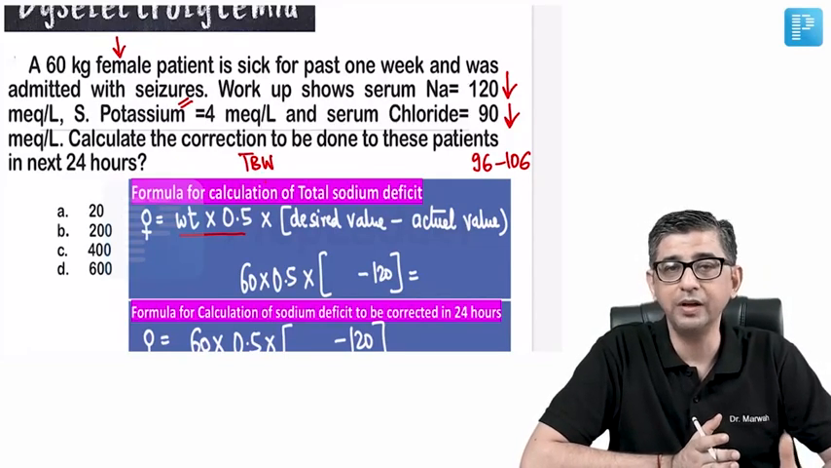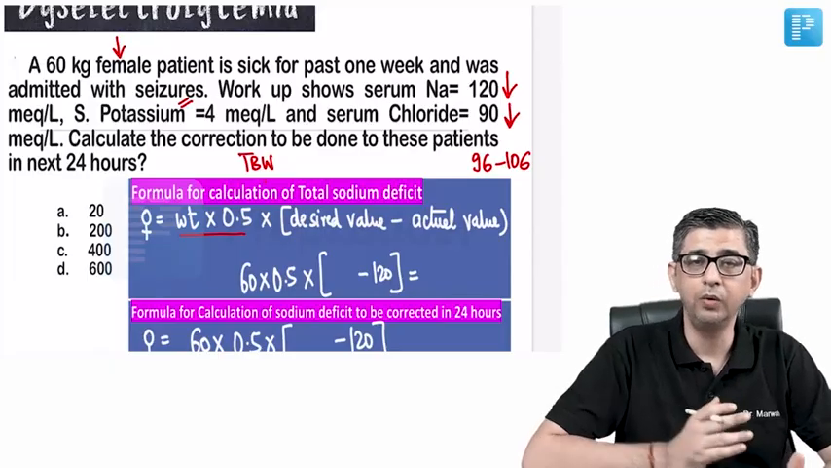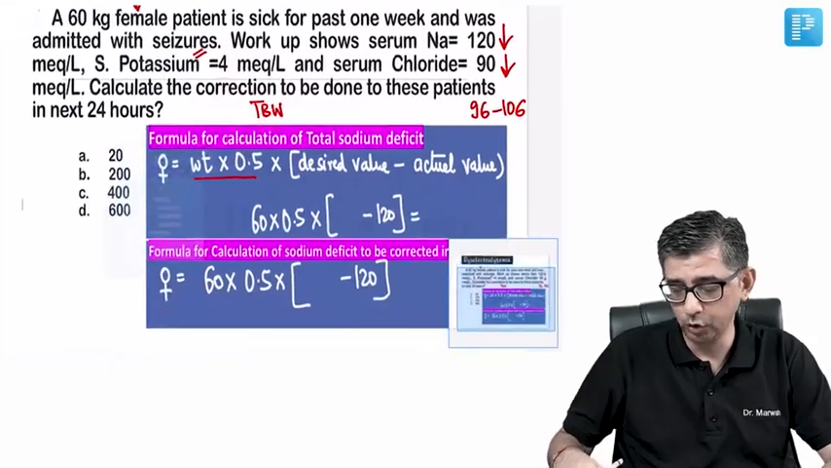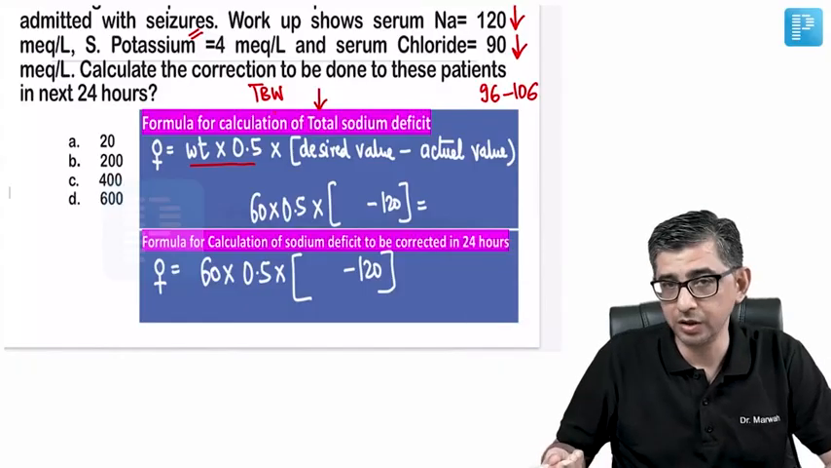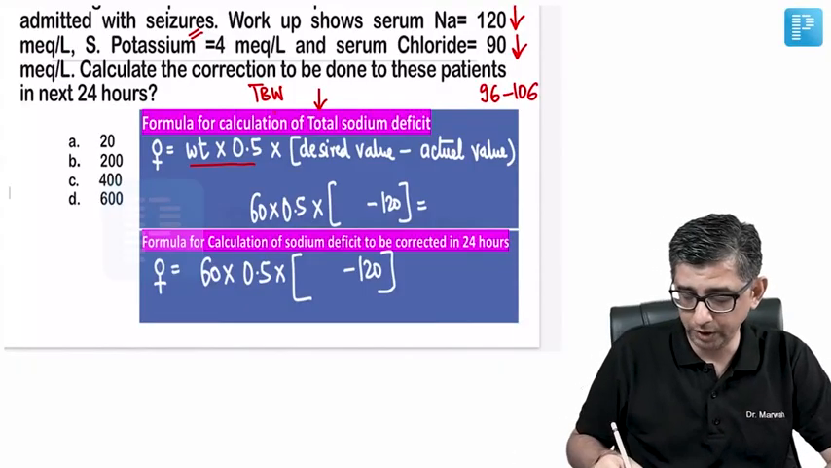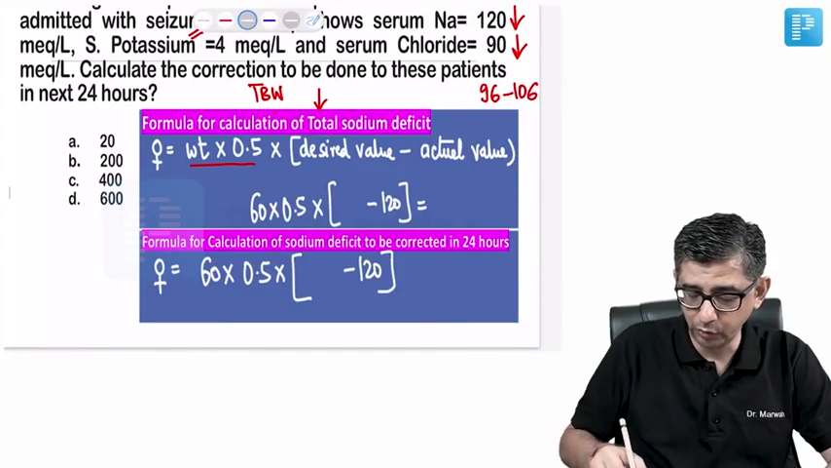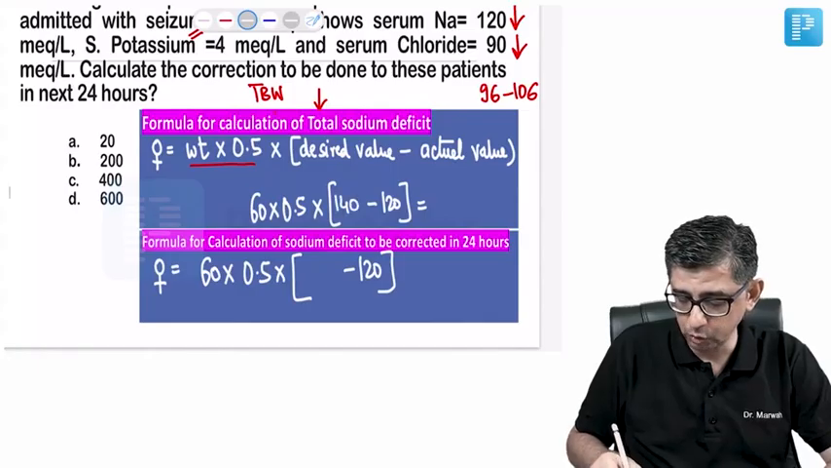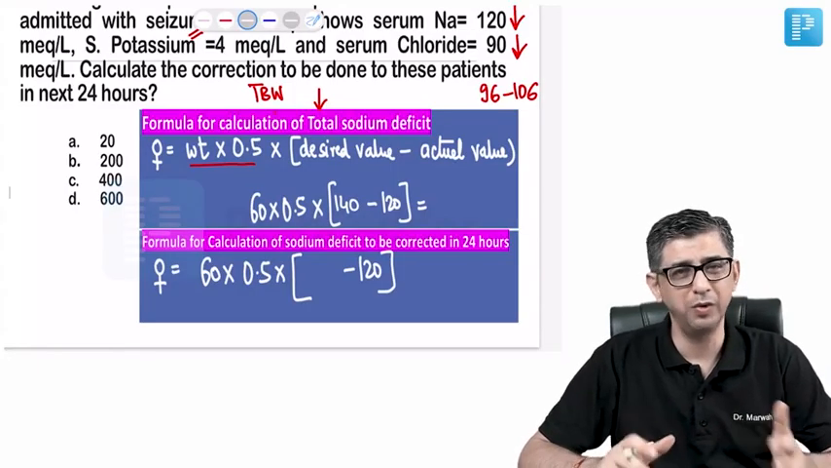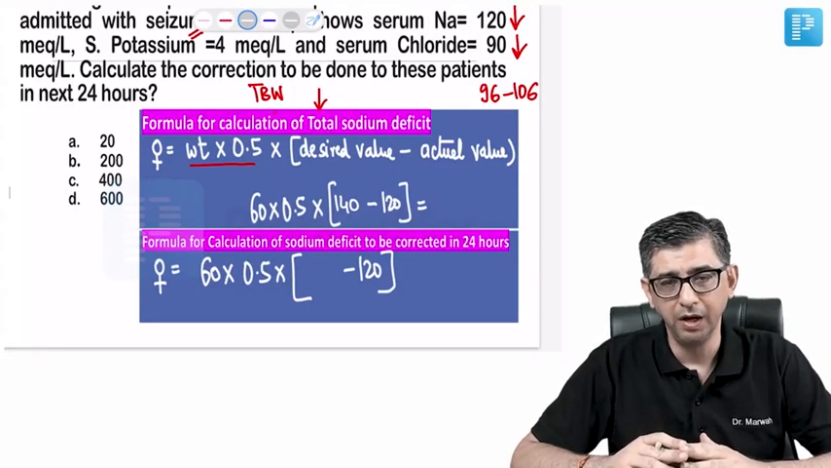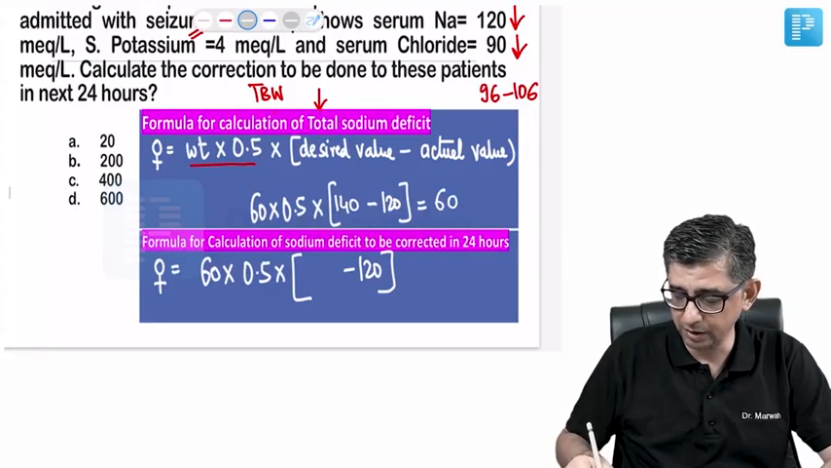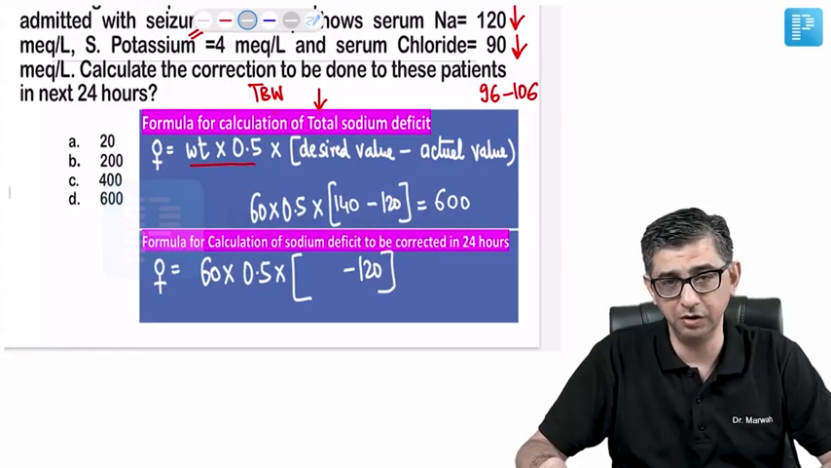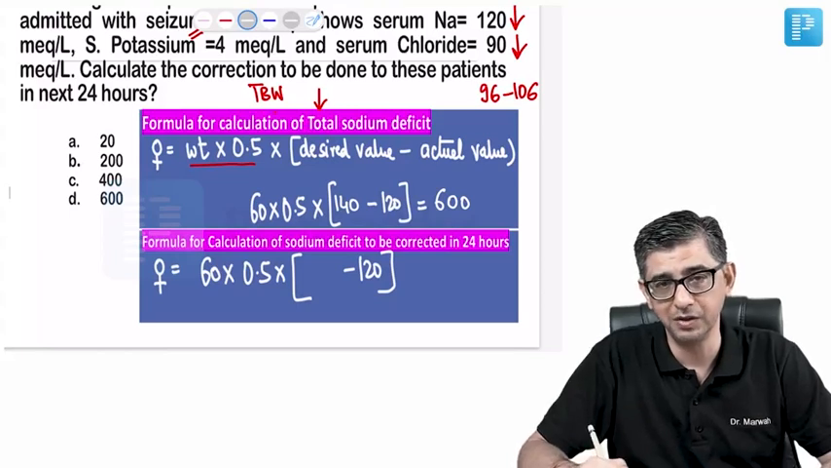Now here the important thing is that if I want to calculate the total correction to be given to this patient, then I would like to increase the value of sodium in the body of this patient to 140, which is an average between 135 to 145. And if I multiply, this would be 30 times 20, that would be 600 millimoles is the correction which is required to be given to these patients.